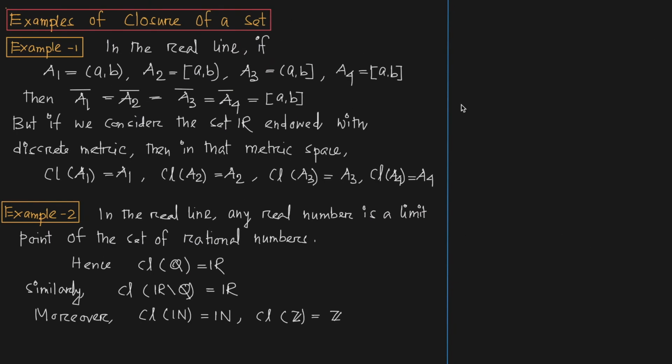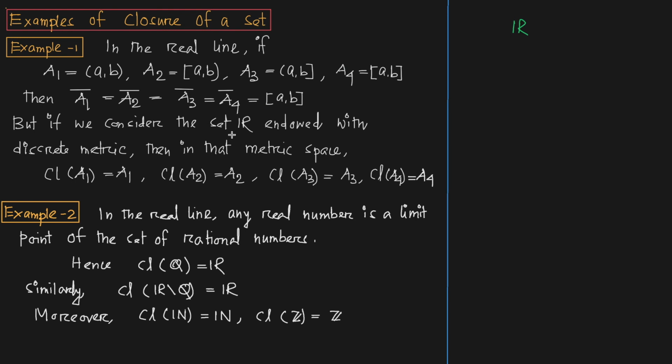Some examples of closure of a set. If we consider the real line R, and some sets, that is A1 equal to the open interval AB, A2 and A3 the semi-open intervals, and A4 the closed interval AB, then the closure of A1 is the closed interval AB, closure of A2 is also the closed interval AB, closure of A3 is also the closed interval AB, and closure of A4 is also the closed interval AB.